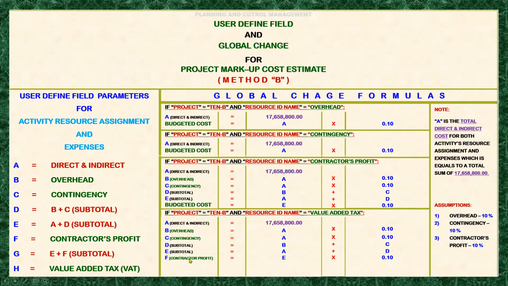Okay, so we have here our contractor's profit. And then let's click it again. Then we have our subtotal, which means the latest subtotal plus the contractor's profit. It will be the accumulated subtotal. And then we have now here the budgeted total cost, which is now intended for the value added tax. Okay, so this is our formula. So our value added tax assumption here is 15%, so we will put it here. Okay, so these formulas here, we will apply into the global change of Primavera P6.